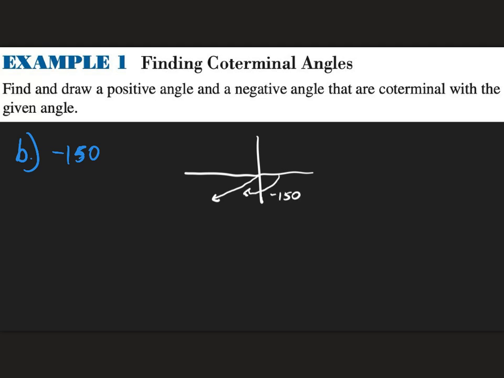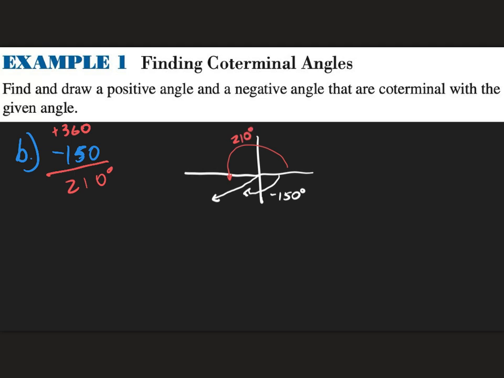Okay, so now the first thing I'm going to do is find the positive angle. What is the positive angle that gets me to here? So I'm going to do 360 minus 150. Different signs subtract: 6 minus 5 is 1, 3 minus 1 is 2. That gives me 210 degrees. That's my positive angle, 210 degrees.